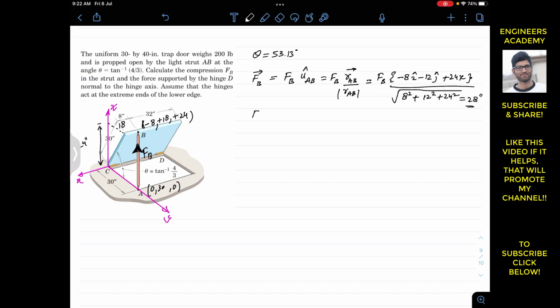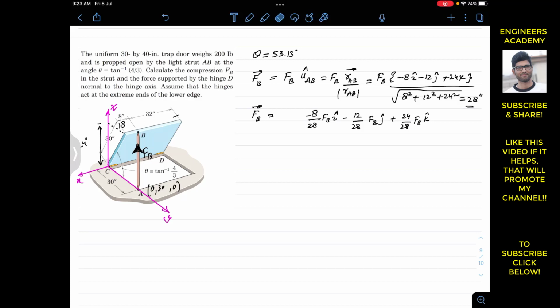So now we can write that FB is equal to FB magnitude, and then we need to divide each component of the position vector by its magnitude. So this will be -8 divided by 28, and let me multiply this FB inside as well. So we will have -8 divided by 28 FB in the i, and then -12 divided by 28 FB in the j, and then plus 24 divided by 28 FB in the k. So this is the Cartesian vector representation of FB. So FB has 3 components, right?